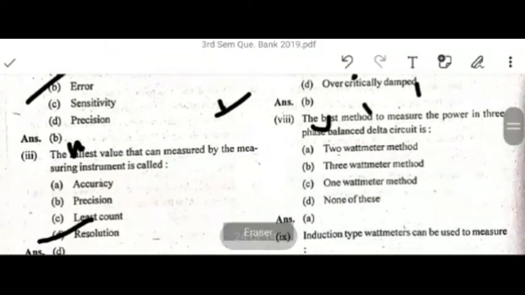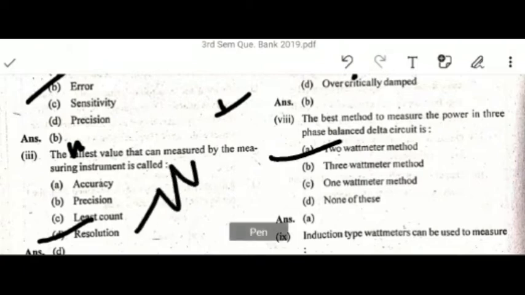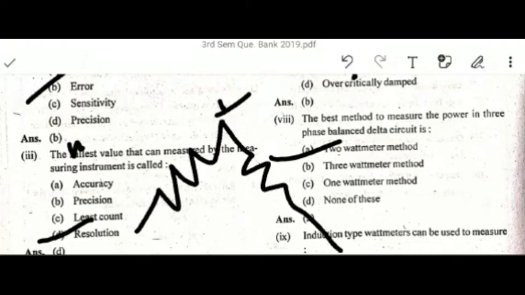Now in the eighth question: the best method to measure the power in a three-phase balanced delta circuit is. In a three-phase balanced delta circuit, we usually use the two wattmeter method. Option A will be the correct answer. This is the best method to measure the power in a three-phase balanced delta circuit.